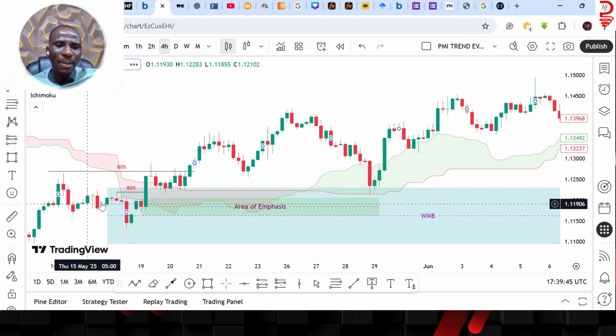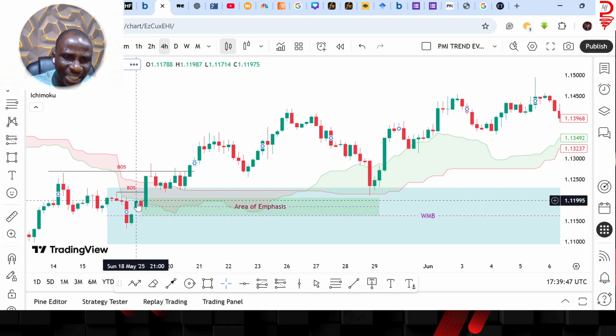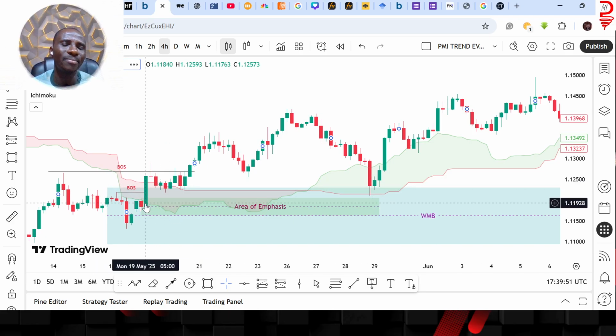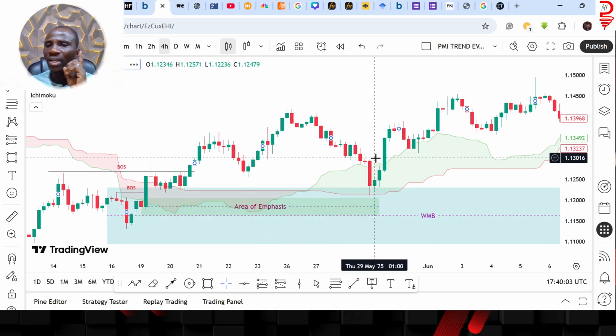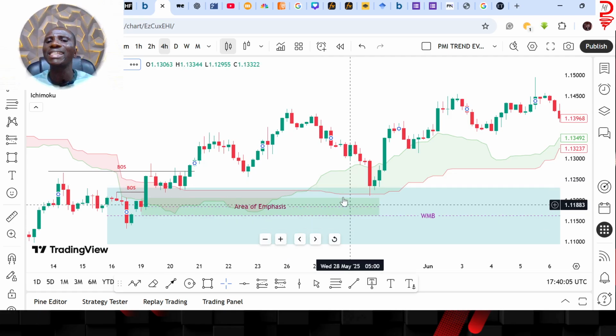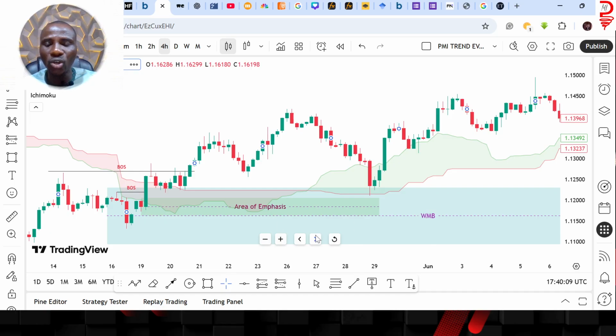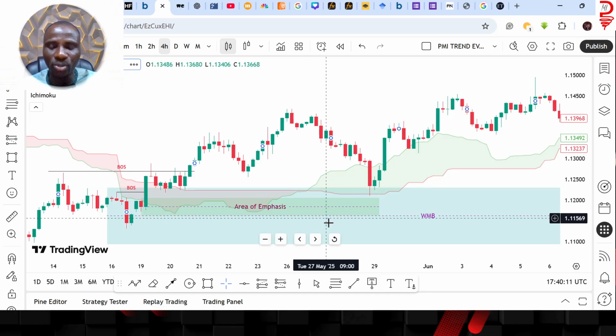Now, a break of structure happened. The origin that caused that break of structure is our area of emphasis. In that area, we are expecting that there should be enough orders there that can send the market back and create the impulsive wave that we are looking for. Note this is not yet our entry box.